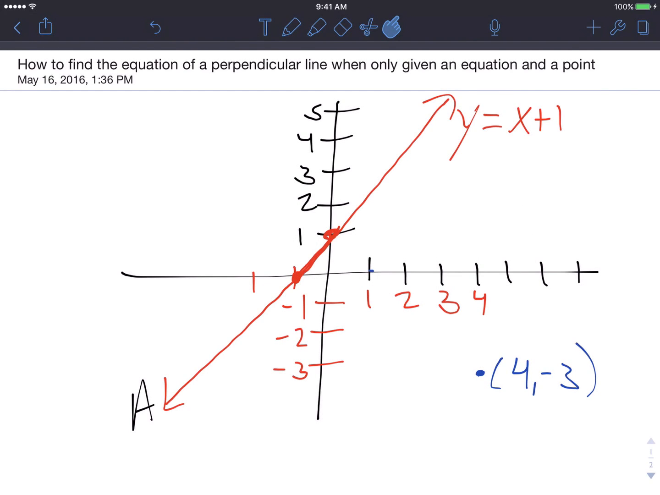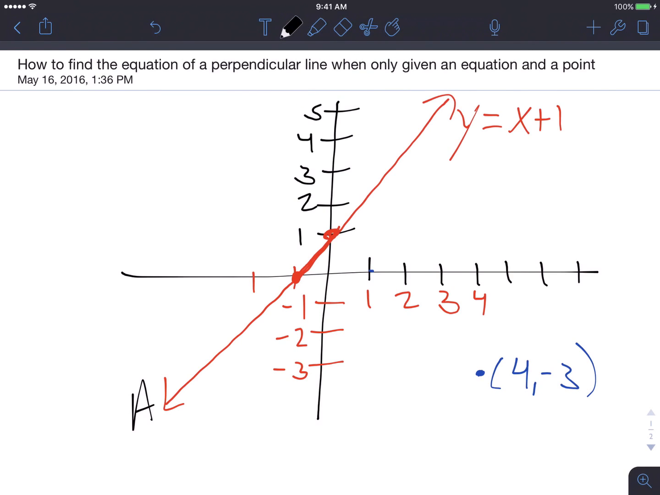Hello everyone. So today we are going to find the perpendicular line when you are already given a line and you are given a point that is on the perpendicular line that you want to find. I understand that's confusing, so I have a lot of the question already written out.